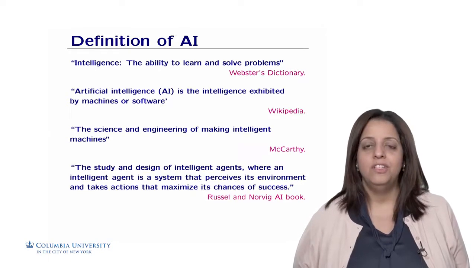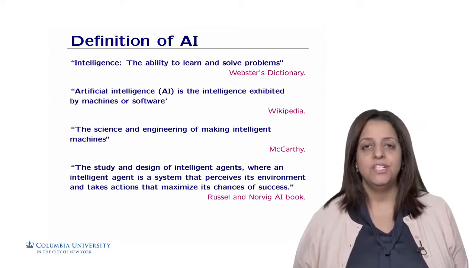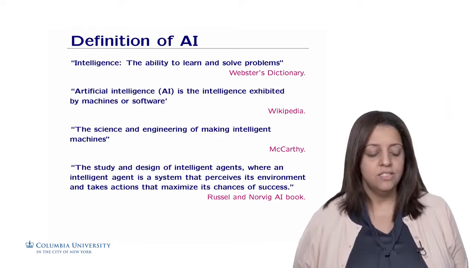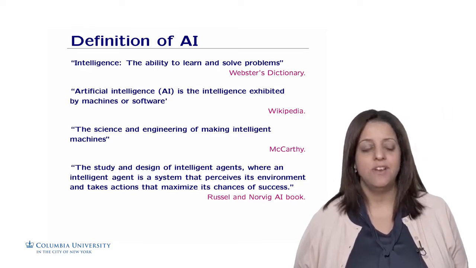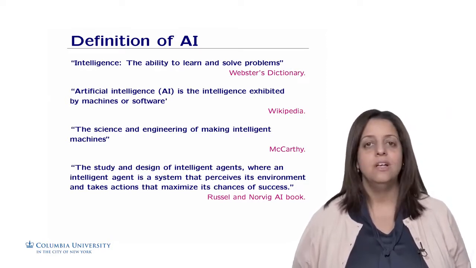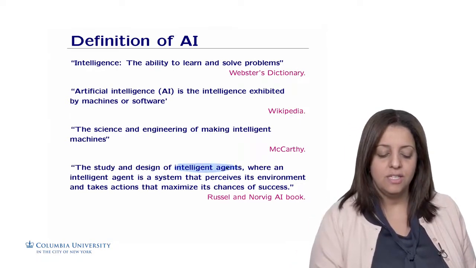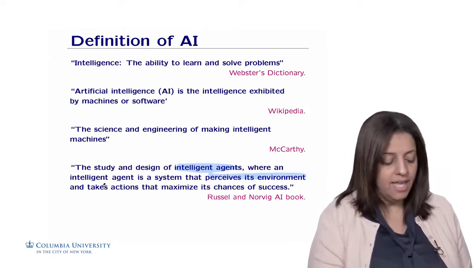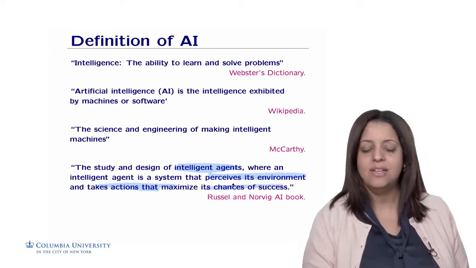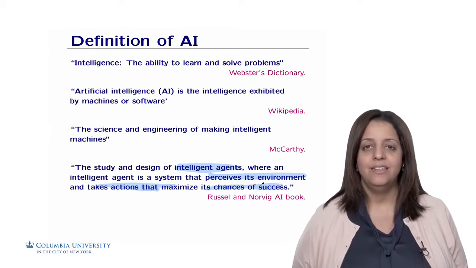And finally, the definition we adopt in this course is coming from Russell and Norvig, the authors of the famous Artificial Intelligence book. Artificial intelligence is the study and design of intelligent agents, where an intelligent agent is a system that perceives its environment and takes actions that maximize its chances of success. So this is the most specific definition of all, in which we are talking about intelligent agents and the fact that they perceive their environment and act upon that environment to maximize their chances of success. This is a definition, as I said, that we will adopt in this course.